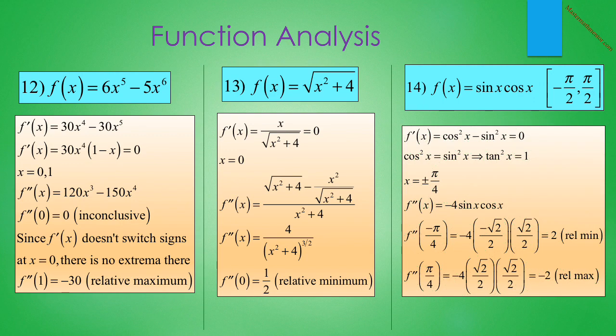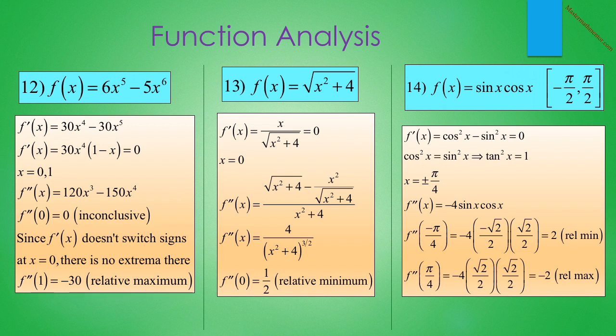Number 14 reads f of x equals sine x times cosine x on the interval negative pi over 2 to pi over 2. Our first derivative is cosine squared of x minus sine squared of x. Set that equal to 0, and that means that cosine squared of x equals sine squared of x, or tangent squared of x is equal to 1. And that happens when x is equal to plus or minus pi over 4.